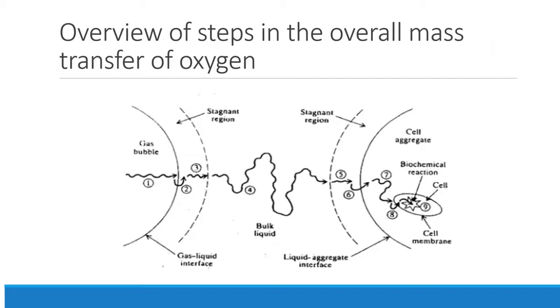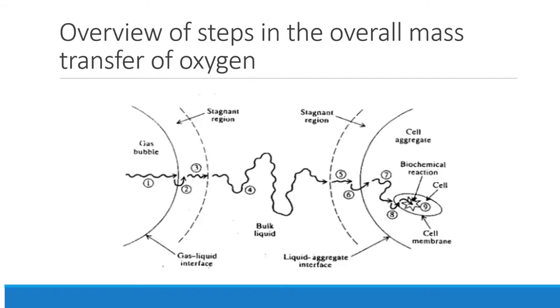Various steps involved in the transport of gas from the gas bubble to the bulk liquid and to the active site in the cell cluster are given here. There are about 8 steps involved. The gaseous component has to overcome these barriers before it reaches the active site in the cell or in the cell cluster for the biochemical reaction to take place. Some of them are limiting and some are not.